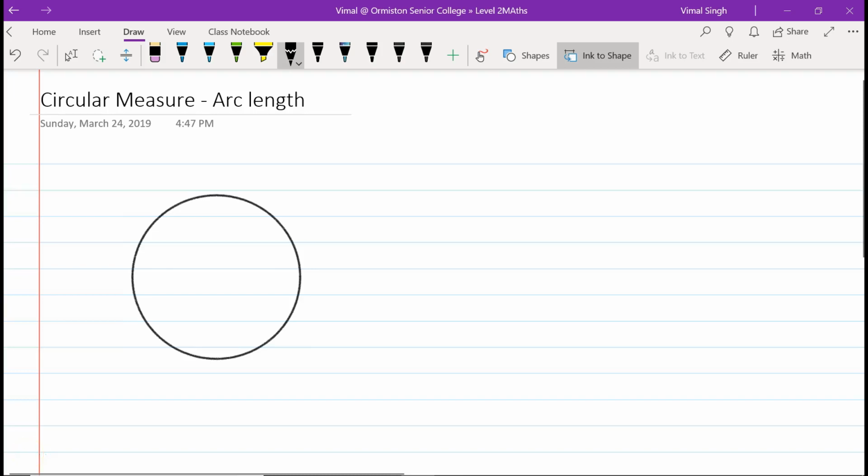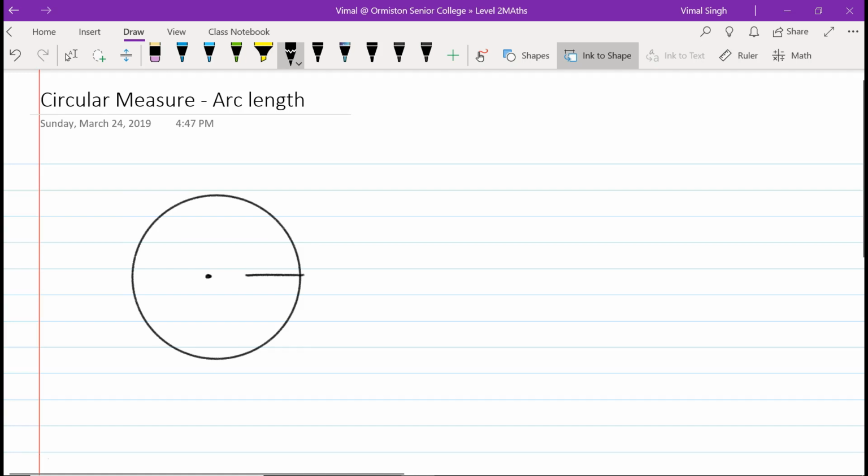Okay, now I'm going to talk to you about arc length. In the second to last video, I talked to you about how to find the length of the circumference, and also we talked about working out the area of a circle. To work out the arc length, we need to understand some parts of the circle before I can show you how to work it out. So let's just very quickly have a look at this.